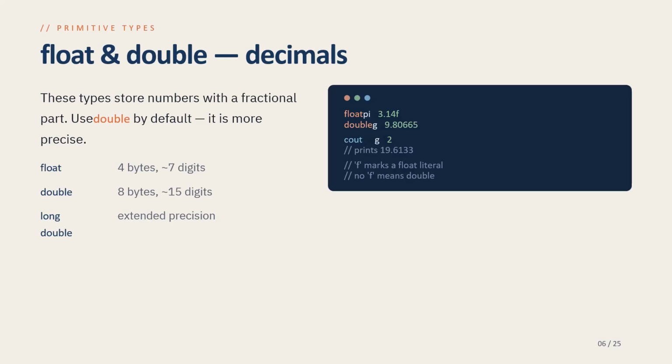The next data type is float and double. When our data contains decimal values, we use float and double. A float usually occupies 4 bytes and provides around 7 digits of precision. A double occupies 8 bytes and provides approximately 15 digits of precision. Because of its higher accuracy, double is generally preferred in most applications. Notice that float literals require the suffix f, whereas double values do not.